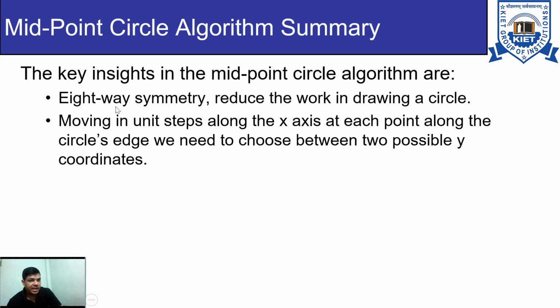So we can see that eight-way symmetry reduces the work in drawing a circle, because we are calculating 1 point and the rest of the 7 points we are calculating by using the concept of symmetry. Now moving in unit steps along the x-axis, at each point along the circle edge we need to choose between two possible y coordinates, and this we have already seen. We are simply incrementing the value of x, and about the y value, either we are not changing the y value or we are decrementing the y value.